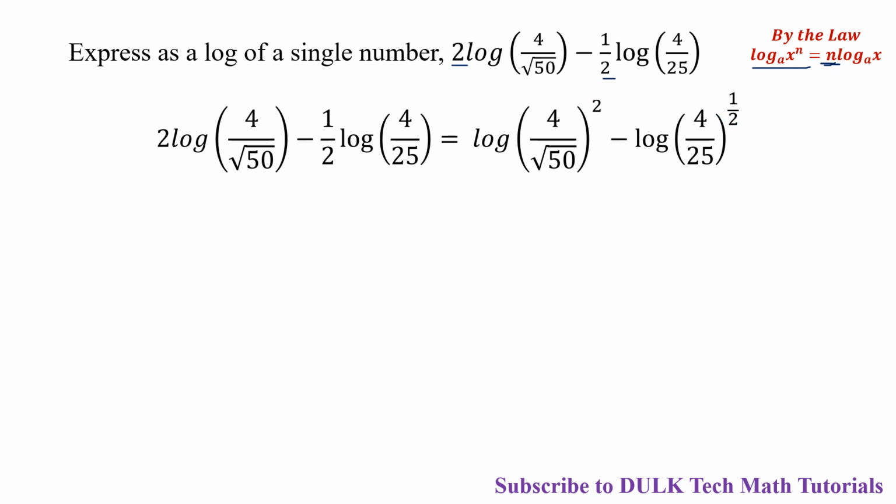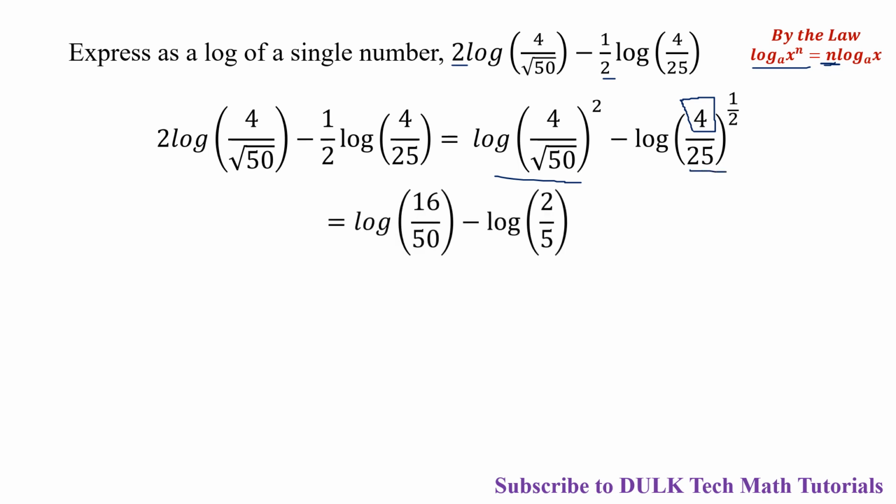So it's now log 16 over 50 here. If I raise this 4 to the power 2, I get 16. If I raise this root 50 to the power 2, I get 50. At the same time, this 4 to the power half is 2. Then 25 to the power half is 5. So this reduces to log 16 over 50 minus log 2 over 5.